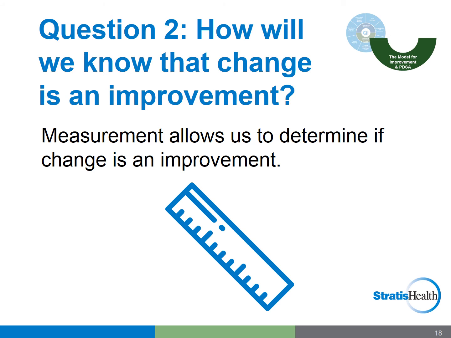Question 2 asks, how will we know that change is an improvement? This question underscores the measurable portion of the SMART goal criteria. We need to determine a measure and set a goal that we expect to achieve by the change we are implementing. Your team will need to ensure that data exists, or that you have some ability to collect data, which will provide measurement of your proposed change.